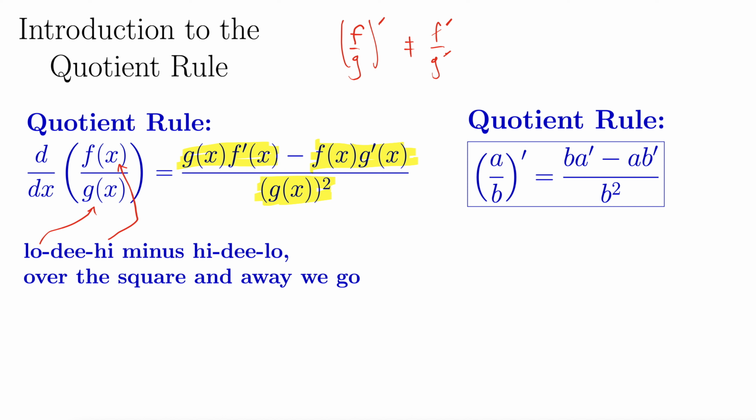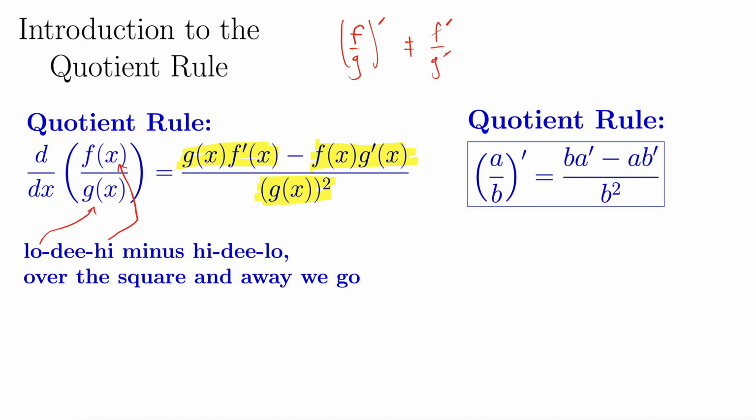There are other versions of this jingle. For instance, some learn it as ho-dee-hi minus hi-dee-ho all over ho-ho. Okay, so pick your poison, but you remember it using some kind of jingle usually. Otherwise, it's just a long string of symbols, and it's easy to get those mixed up. And if you get them mixed up, your quotient rule is wrong, and that's deeply problematic.